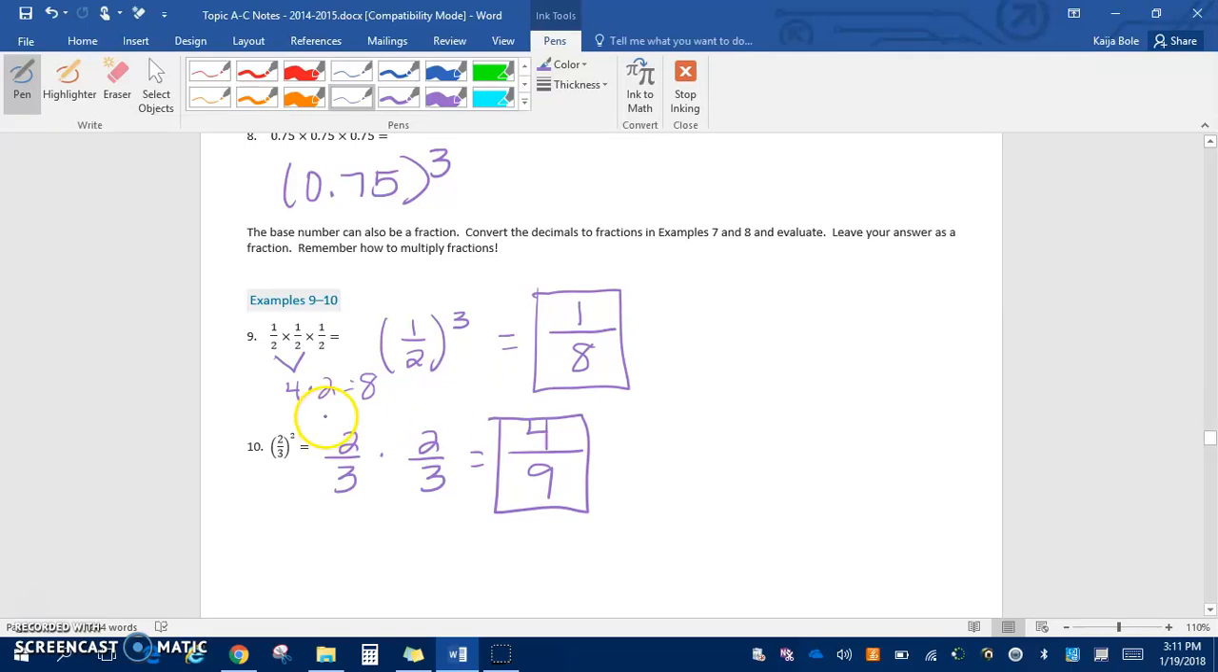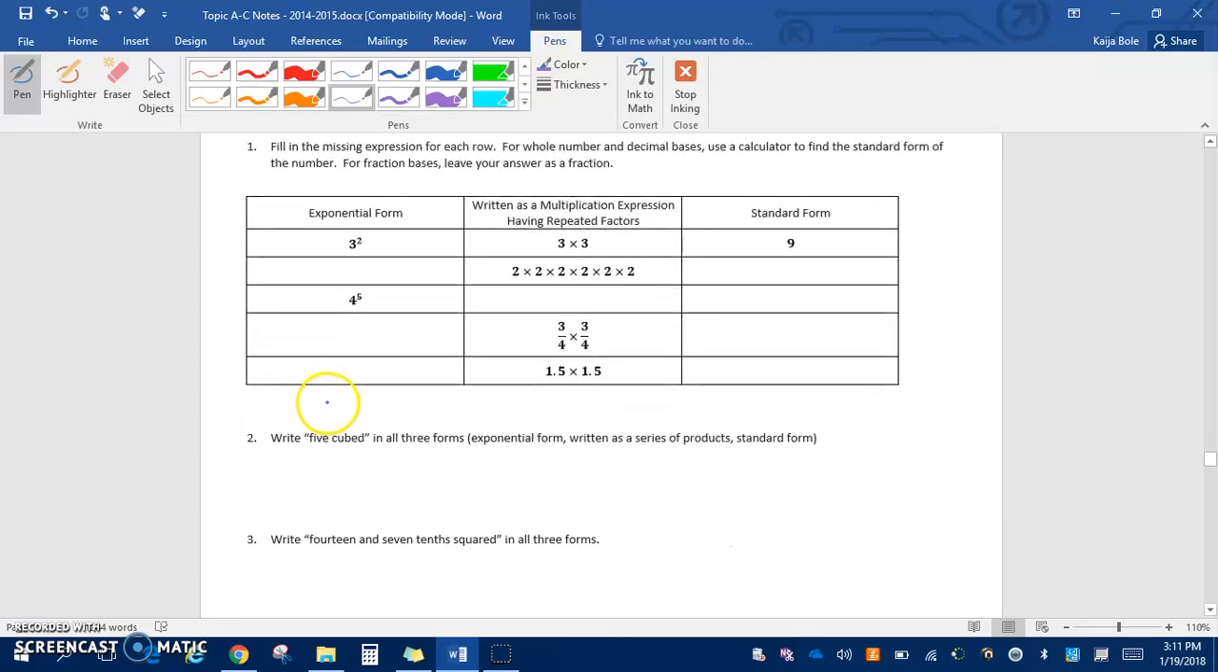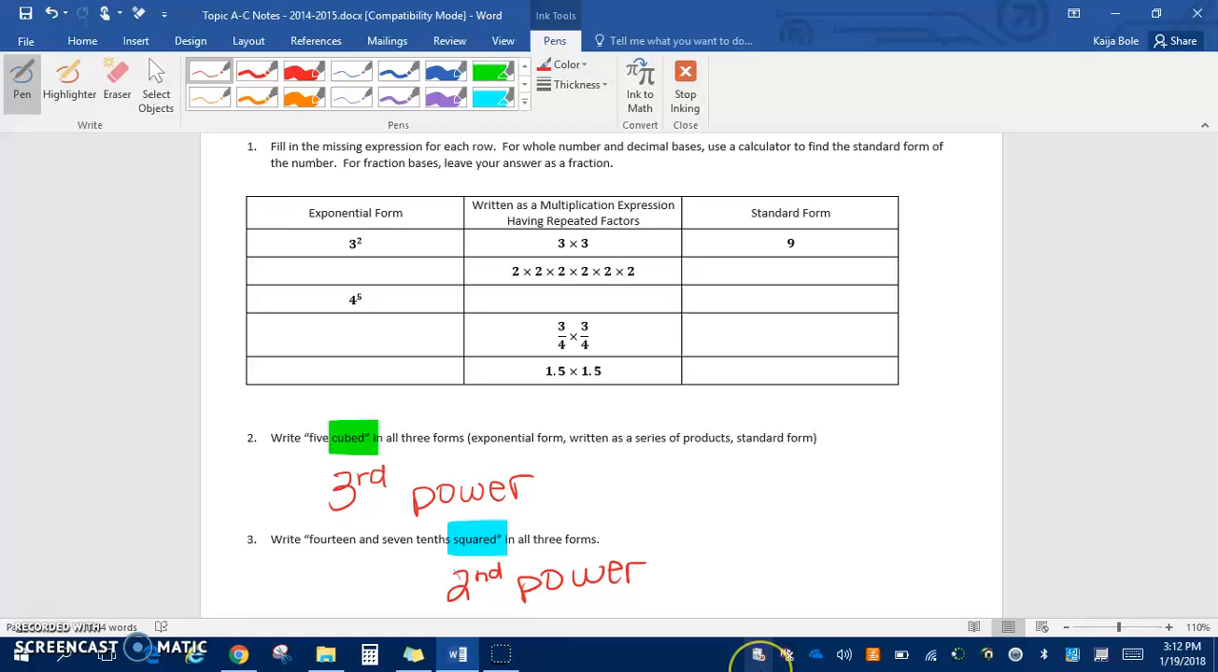Alright. And then if we look at the last page here, we're going to skip the table. The only thing I want to note here is in number 2 and number 3. In number 2, we have this term cubed. I want you to write down, help you remember that cubed is to the 3rd power. And then in number 3 here, we have the word squared. And squared is the second power. So you will hear a lot about things being cubed or squared. So you need to know that cubed is the third power and squared is the second power.